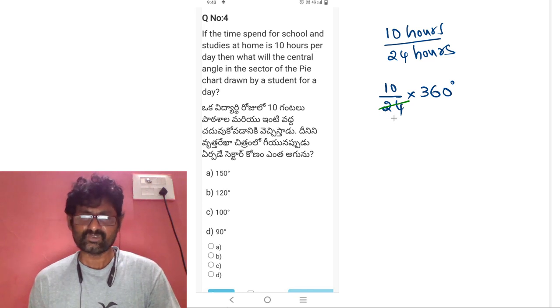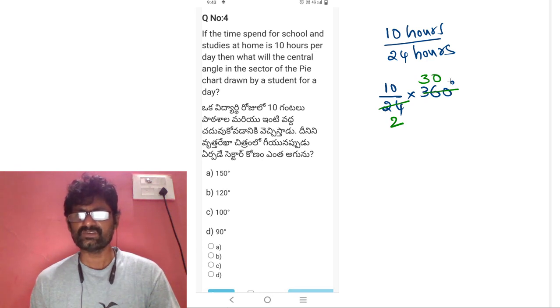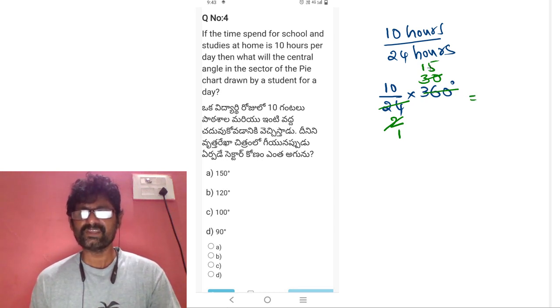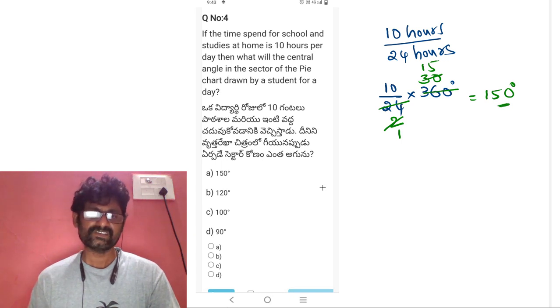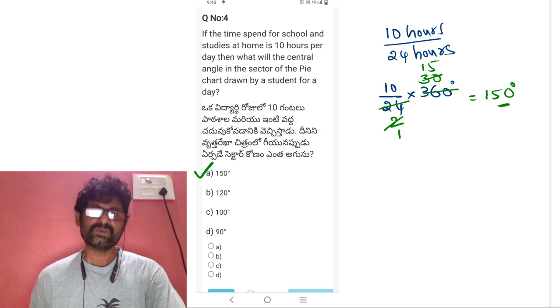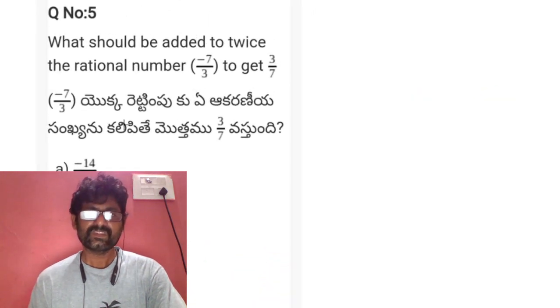Let us cross out with 12. 12 times 2 is 24, and 12 times 3 is 36, and 0. Then 2 times 1 and this is 2 times 15. So this is equal to 10 times 15, which is 150 degrees. That's it. So option A is correct. Let us go to the next problem, that is the fifth problem.